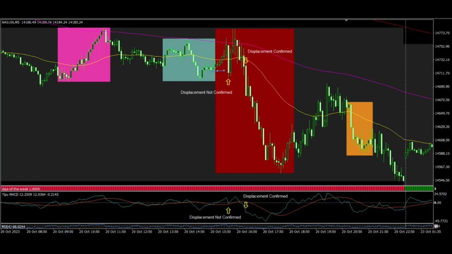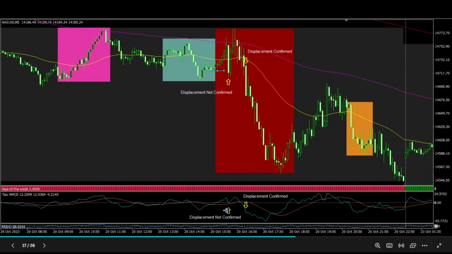On this diagram, this displacement to the downside did break structure from this swing low right here. However, that is not confirmed on the MACD lines. The zero line is the dotted line here, and the main line does not cross the signal line, and it does not cross below the zero line.